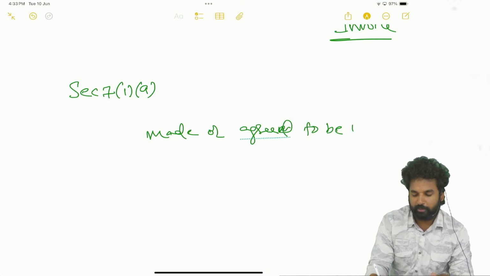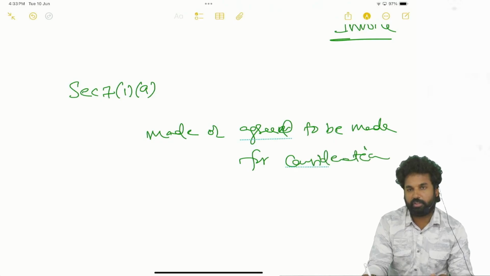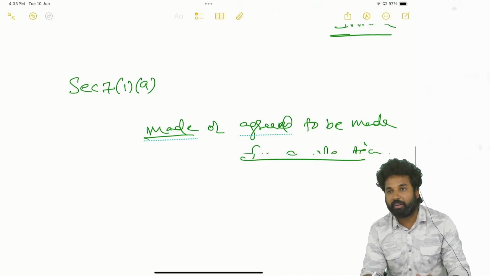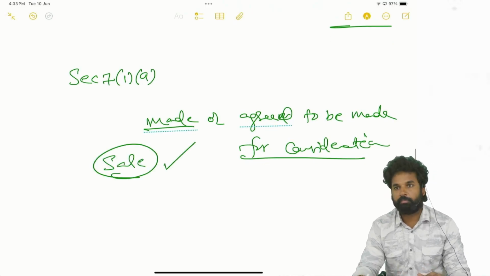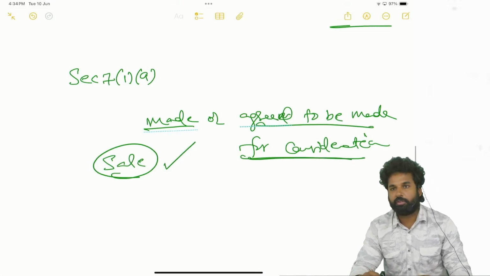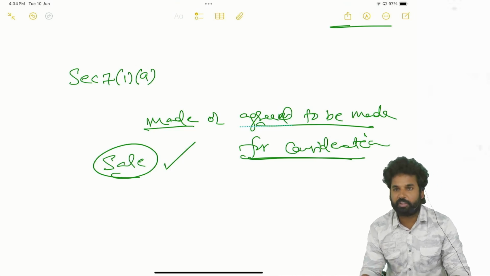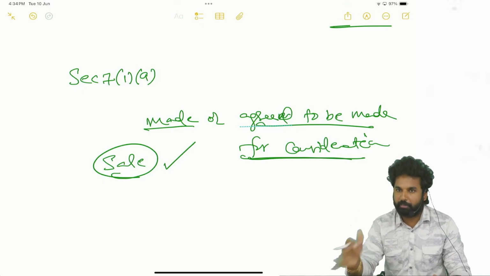To be made for consideration. See here, made for consideration means the sale has already materialized. Agreed to be made for consideration means it is an advance received. Correct? So made for consideration means it is already sold. It is already done. Supply made.